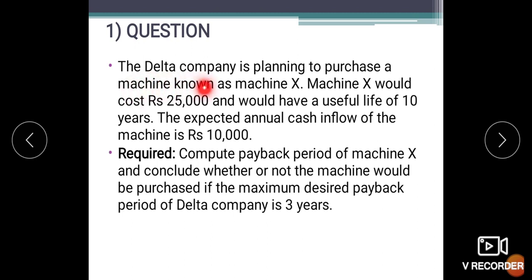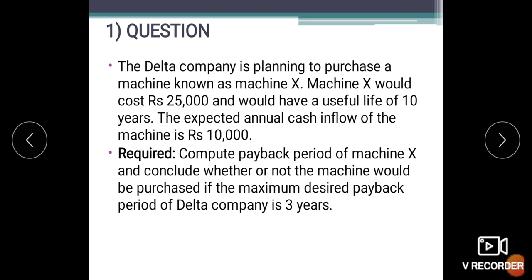Now we can discuss a particular problem. The Delta company is planning to purchase a machine X. Machine X would cost rupees 25,000 and would have a useful life of 10 years. The expected annual cash inflow of the machine is 10,000. You are required to compute the payback period of machine X. And the second part, conclude whether or not the machine would be purchased if the maximum desired payback period of Delta company is 3 years.